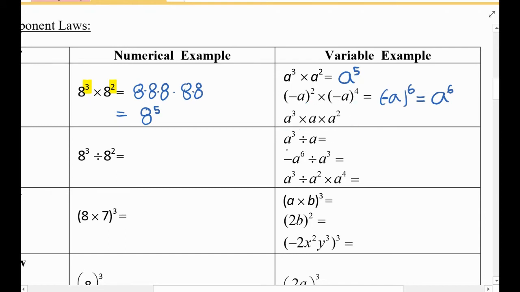Look at this. a cubed times a squared times a. So what's the exponent here? It's 1. 1 is hiding. If there's no exponent, you can just consider that there is a hidden 1. Okay, then a to the power of 3 plus 1 plus 2. And that is a to the power of 6.